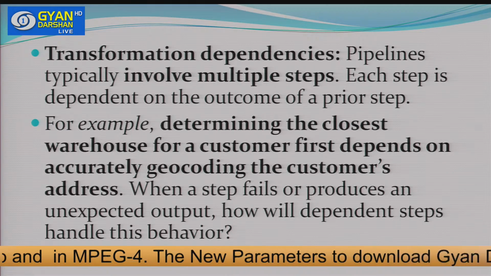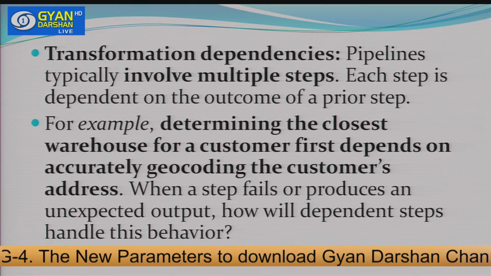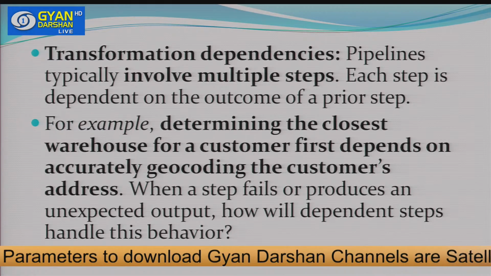When a step fails or produces an unexpected output, how will dependent steps handle this behavior? So that is how we have to take care whenever the transformation dependency factor is being considered. Next comes the change in the priorities.